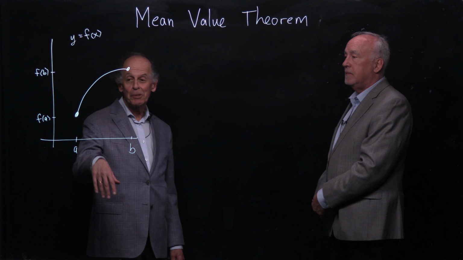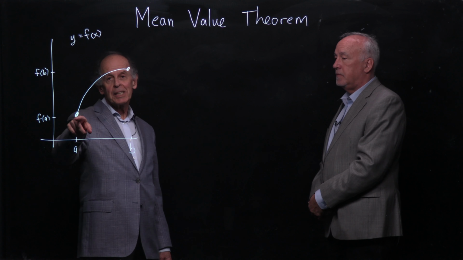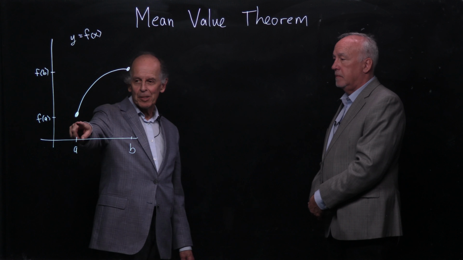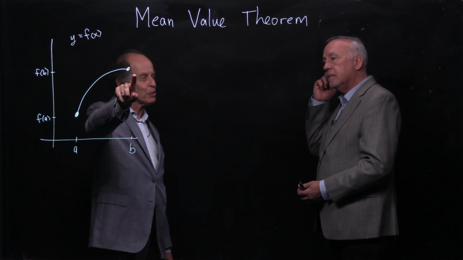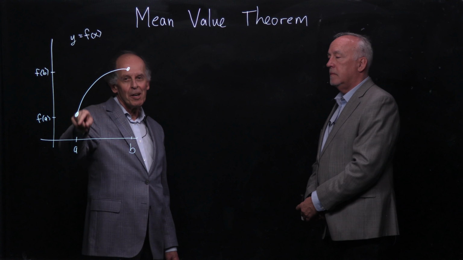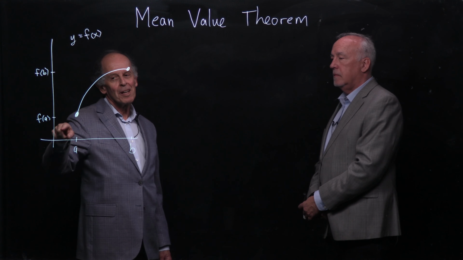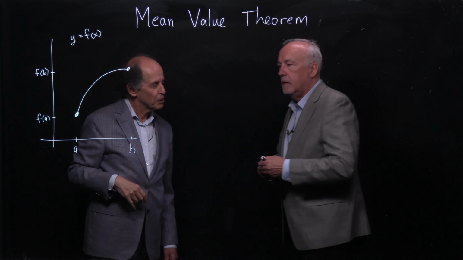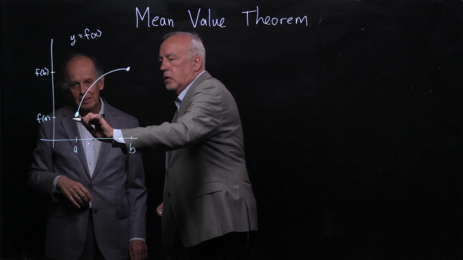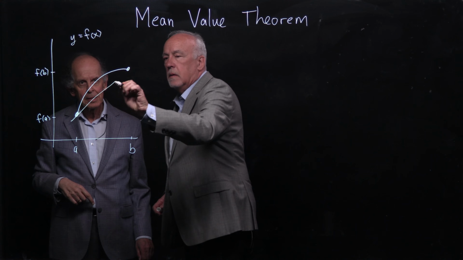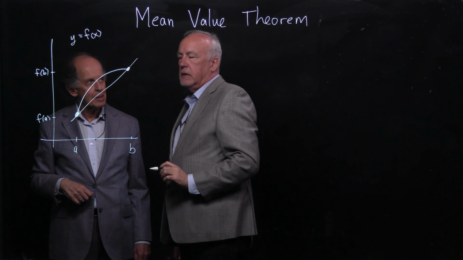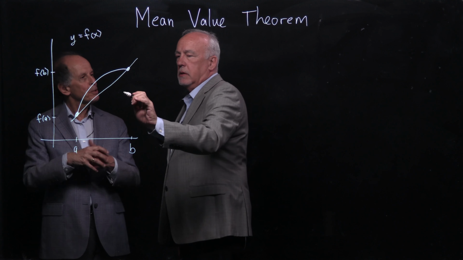Okay, so I think we should start by looking at this function that starts at this point here, a, f of a, and goes to b, f of b, and this is a piece of it. Draw the line that goes through those endpoints. So a line would look like this, and it has a slope. So let's compute the slope.